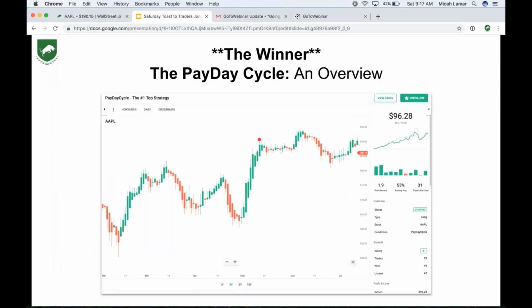Now, the strategy we're going to talk about today is called the payday cycle. And a quick overview: the payday cycle is a very simple strategy. Instead of using a subchart or indicator, we're actually just going to use something called the Heikin-Ashi chart. How many people here have used the Heikin-Ashi chart before?